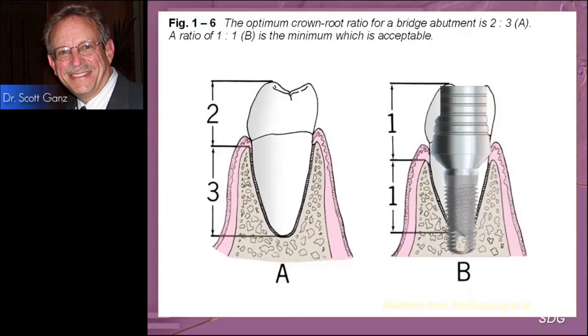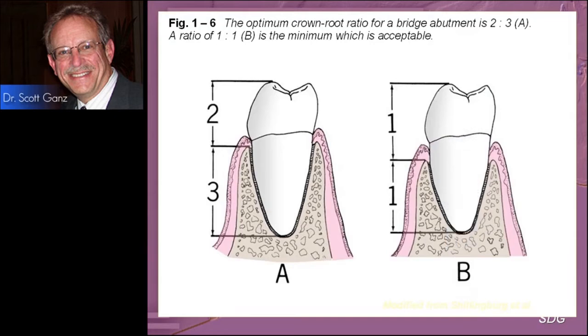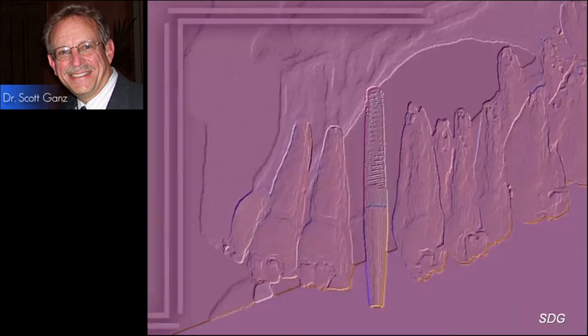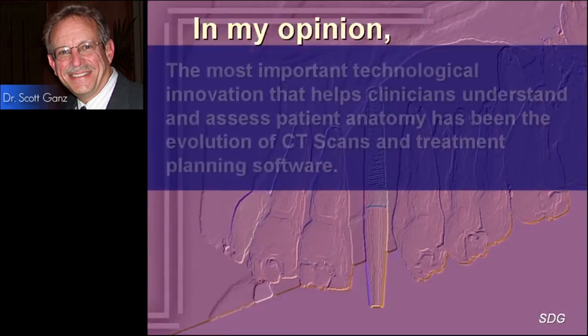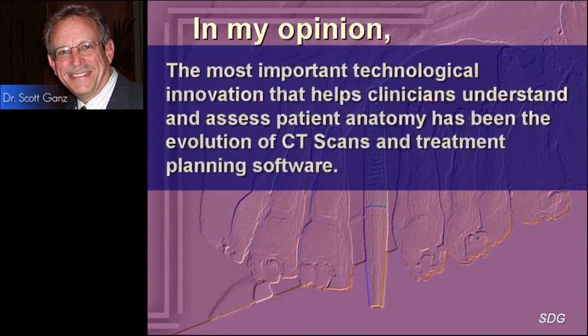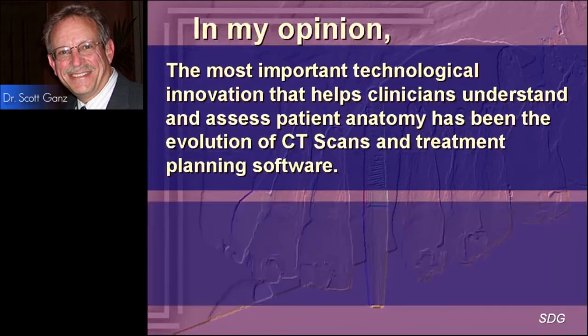If we take a look at the evolution, the most important technological innovation that helps clinicians understand and assess patient anatomy has been the evolution of CT scans, whether it's medical grade or cone beam CT scan machines today, and the interactive treatment software that allows us to plan cases with incredible accuracy and precision. And so I'm going to walk us through protocols that I believe are important to be able to utilize this technology in everyday practice.